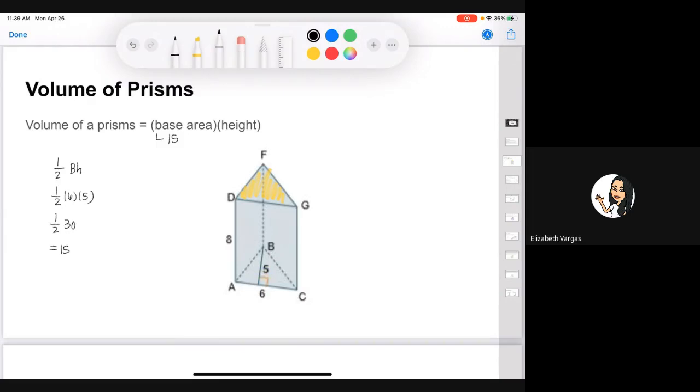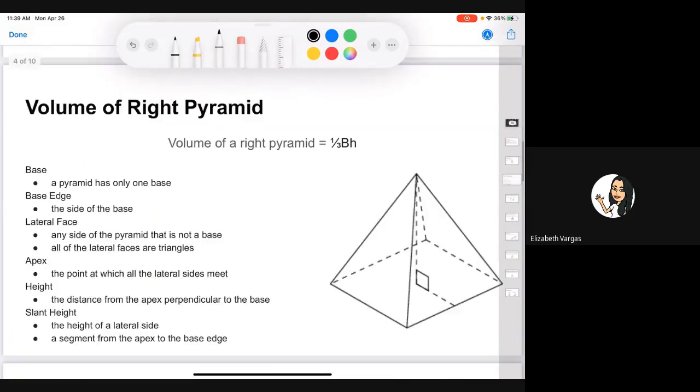Now we want to identify our height. We can see here that our height is equal to 8. And so now we have 15 times 8, which is 120. And so that would be the volume of this prism. Okay, so that's how we find the volume for a prism. Today we're going to figure out how to find the volume of a pyramid. In general, we use this equation, which is 1/3 the base times the height.